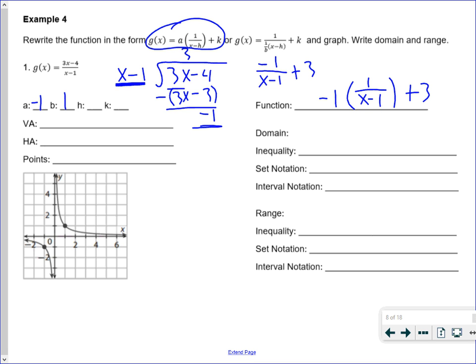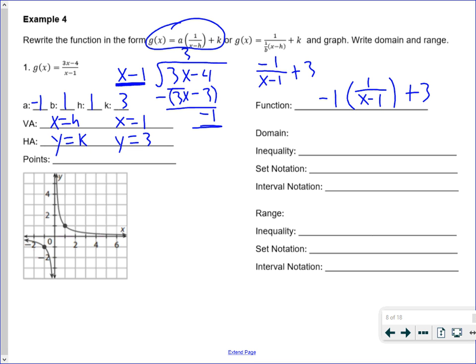Or rather, it's just going to be 1 since we're not multiplying our denominator with anything but 1. Our h is 1 since it has to be in the form x minus h. So our h is a positive 1, and our k is 3. Our vertical asymptote is x equals h. So in this problem, it's x equals 1. Our horizontal asymptote is y equals k. In this problem, y equals 3.